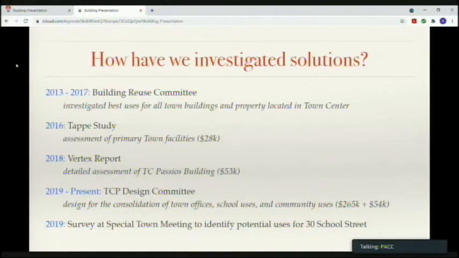And ultimately, the impact on the town is that it was a pretty clear message that the town was interested in keeping these buildings within town hands.